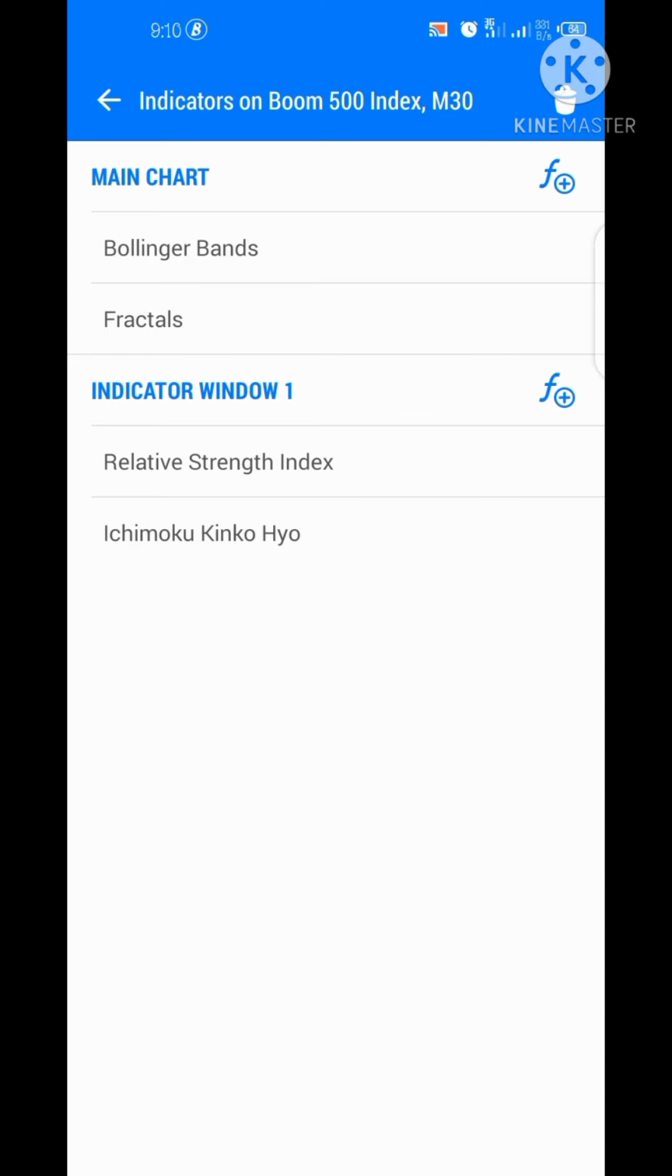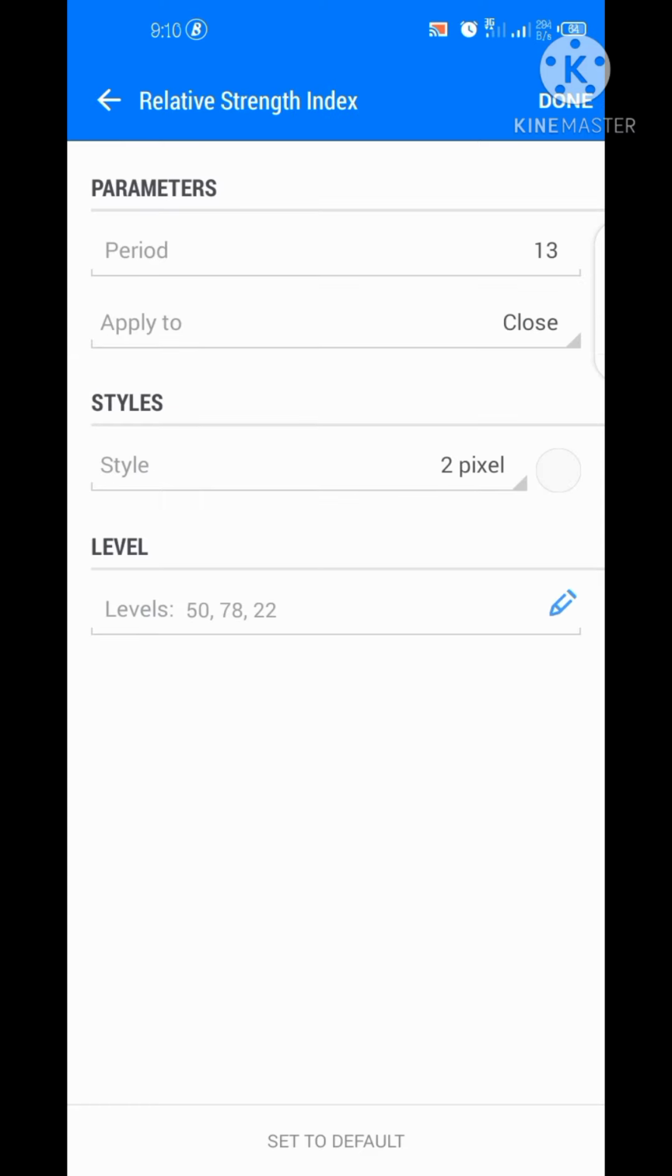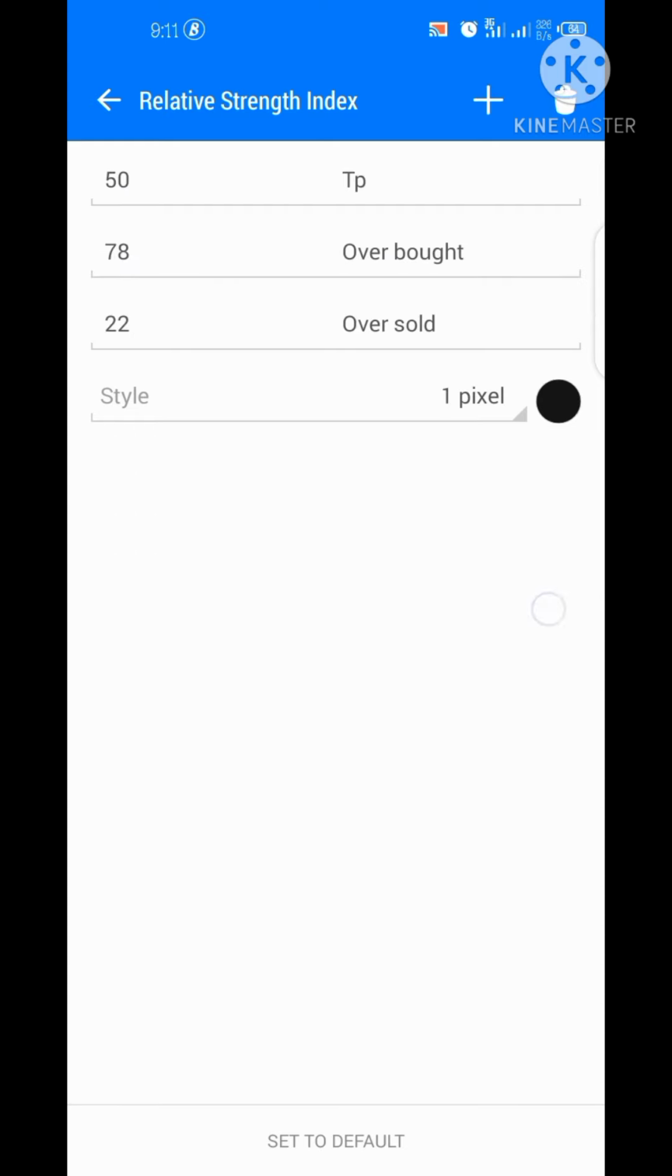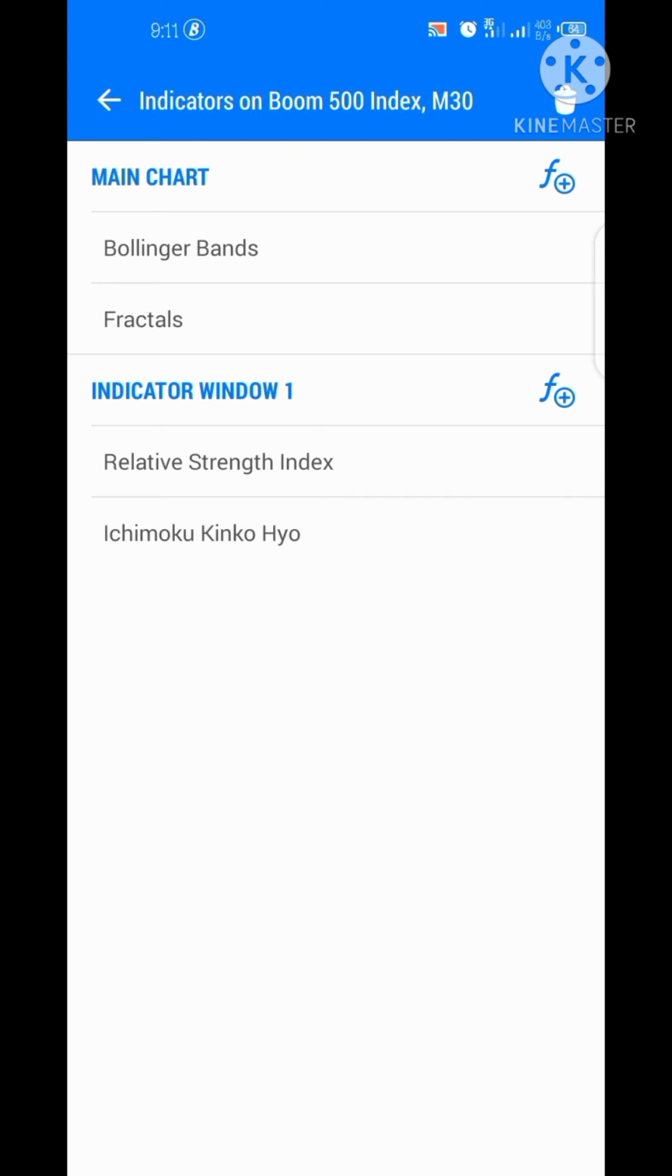Then at the second window, the relative strength index, at period 13, apply to close, then style 2 pixel and white color if your chart background is white. So the color of this relative strength index should be the same as the color of your chart background. Then the levels: the first level is 50, description take profit, that is TP. Then the second level 78 and description overbought. The third level 22 and description oversold. Then on the style, 1 pixel and black color, you click done.